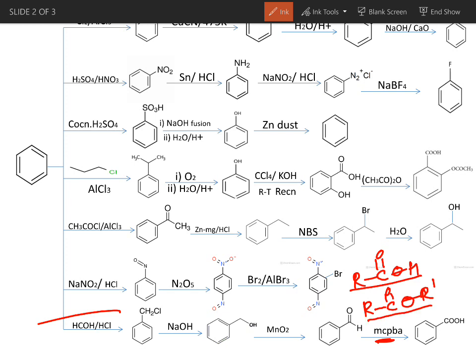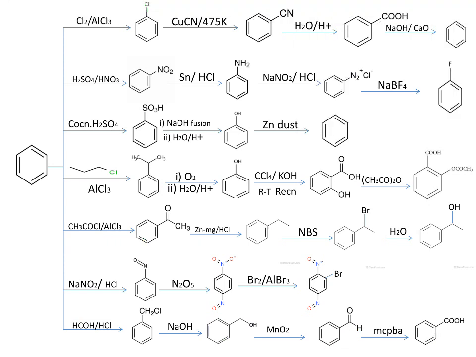Now this conversion of aldehyde into carboxylic acid and ketone into ester with metachloroperbenzoic acid is called Baeyer-Villiger oxidation. In this case, benzaldehyde is reacted with metachloroperbenzoic acid, and since it is an aldehyde, it will get converted into carboxylic acid and forms the compound benzoic acid.